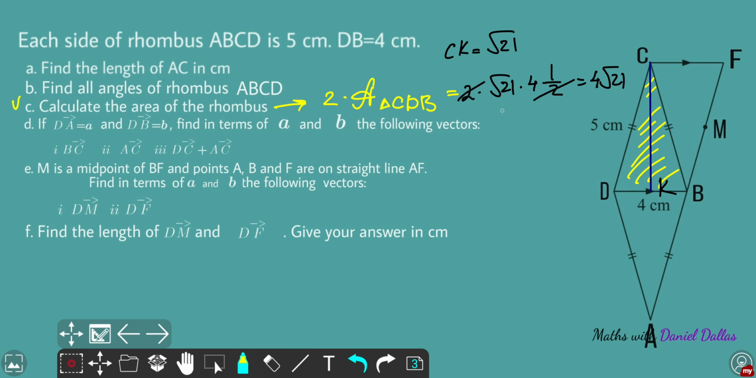If you like, you can calculate that. So the area of the rhombus is going to be 4 square root of 21, but I'm pretty sure you can use your calculator. I've got 18.33 centimeters squared. So we've done up to C, and the rest will be dedicated to vectors.